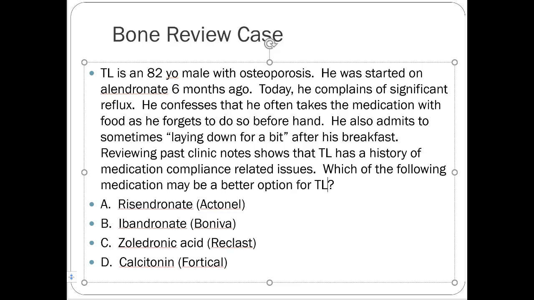And that leaves us with C, zoledronic acid. So what I want you to remember about zoledronic acid is that you have a drug that's once a year. It's an infusion. So for a patient like this, you can set him up so that he goes into his infusion center once a year. He's done. He doesn't have to worry about taking it every day. He doesn't have to worry about the restrictions around it. So just an adherence-related question there.